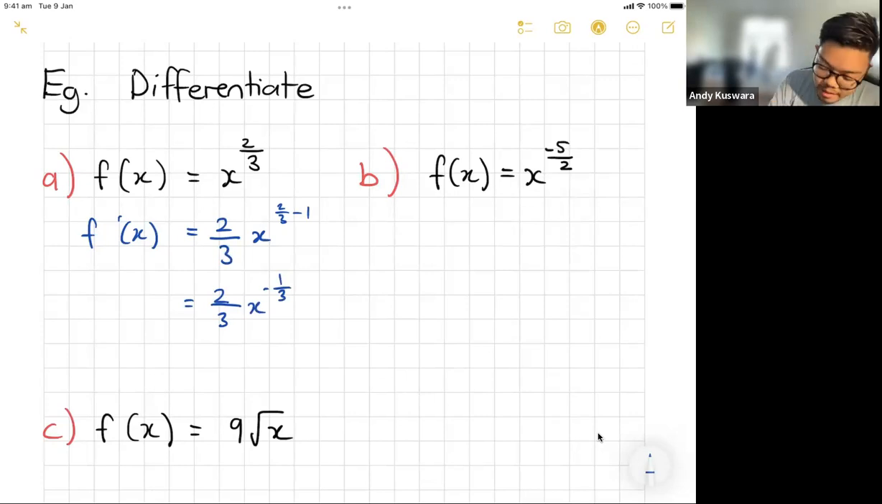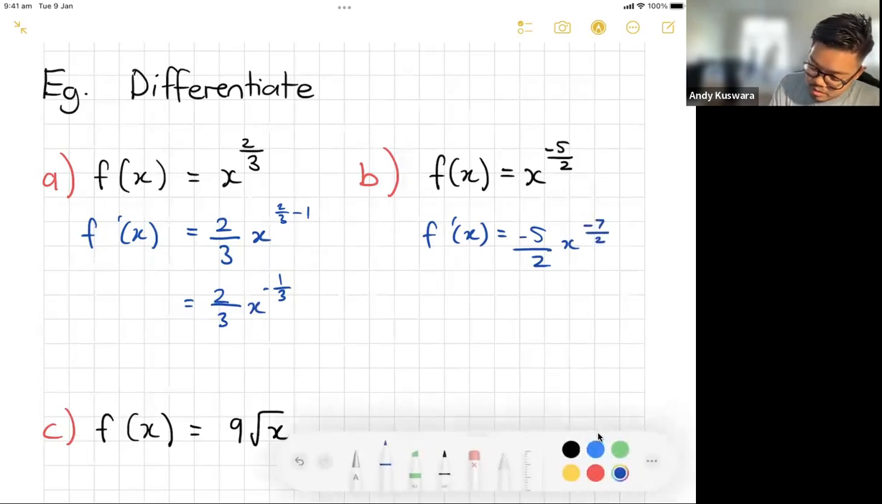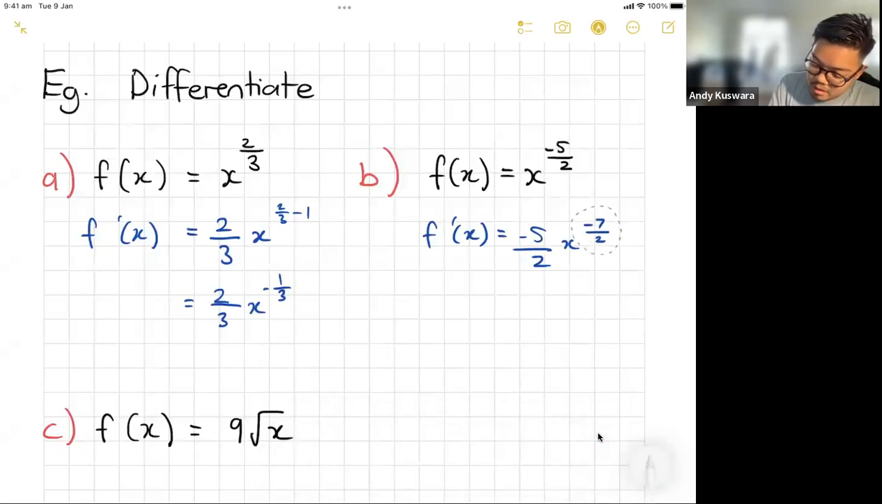Same thing here. I've got a fractional indice, but it's business as usual. The power comes down to the front, x stays the same, and then I take away 1 from the power. So -5 on 2, take away 1, becomes -7 on 2. If you're struggling to pick that up, put -5 on 2 take away 1 in the calculator and it becomes -7 on 2.